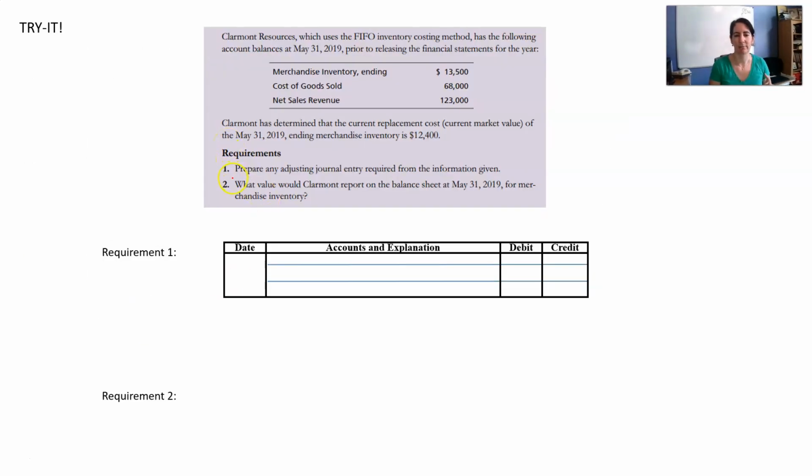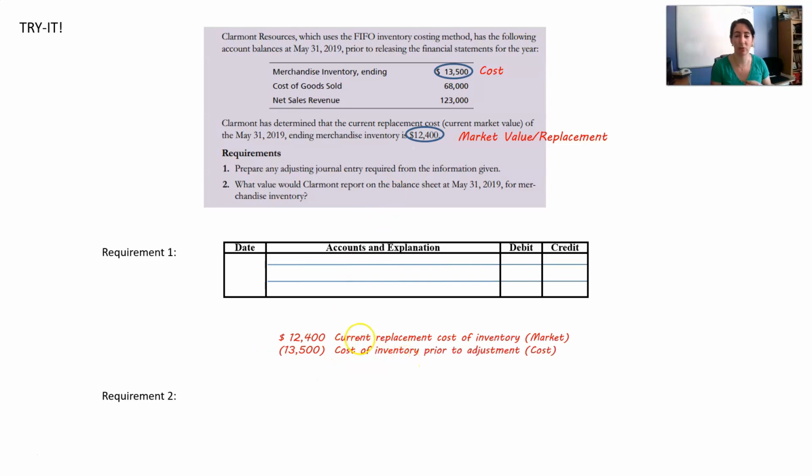Okay, a journal entry for that, just to show you how this works again. Claremont has the current, all right, so we're looking at inventory. I'm just going to pick this apart. You can pause it and read it. But you've got inventory at $13,500, but the replacement cost, the current market value, is $12,400. Well, guess what? That's the cost, and that's the market value. I'm carrying it too high. I've got to bring it down. Current replacement cost less the cost of inventory, I've got to bring it down by $1,100.